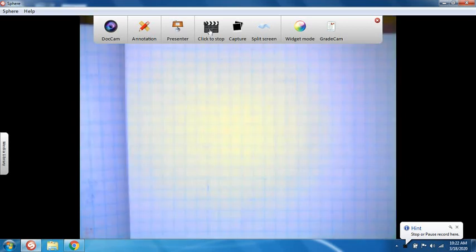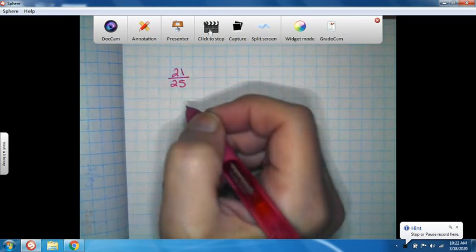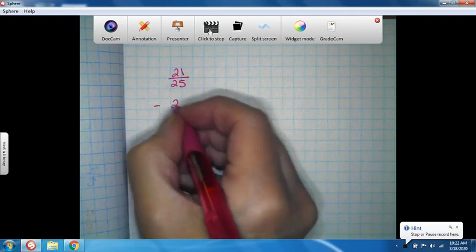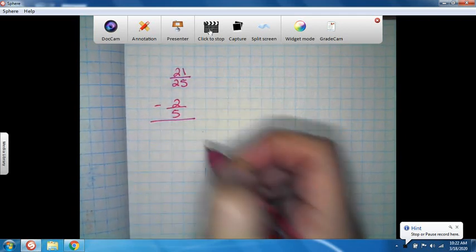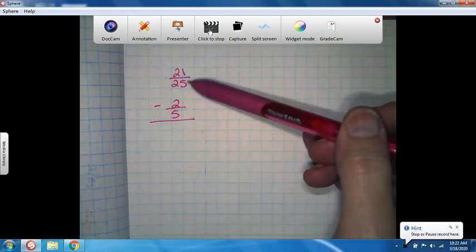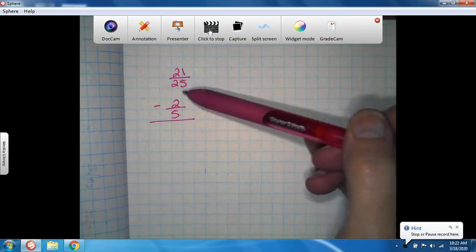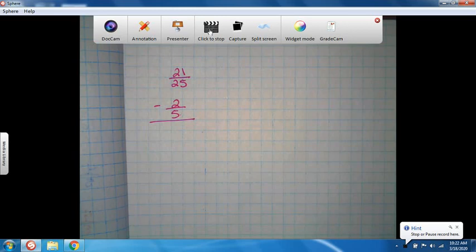Let's go with this one. All right. So we have 21 over 25 minus 2/5. Now, do you want to multiply 5 times 25 to get a common denominator? Or can you already see what your common denominator is because you guys are good with your factors?